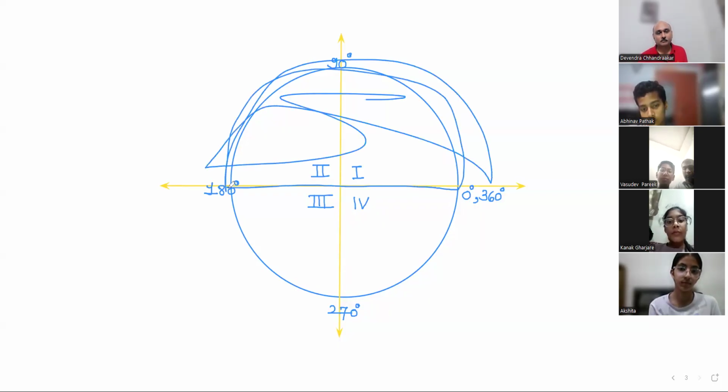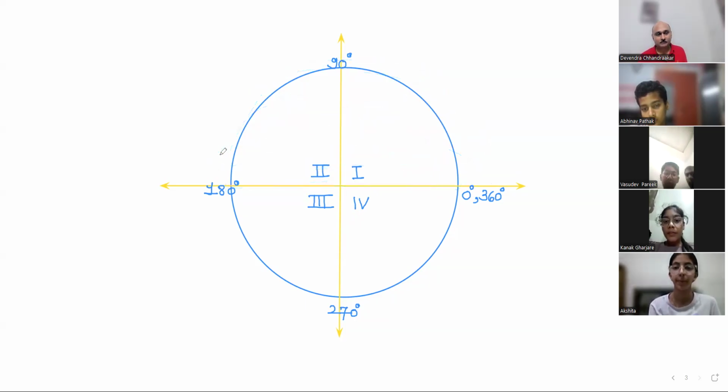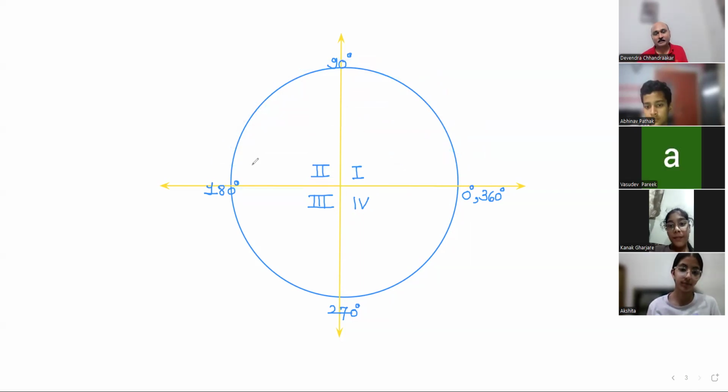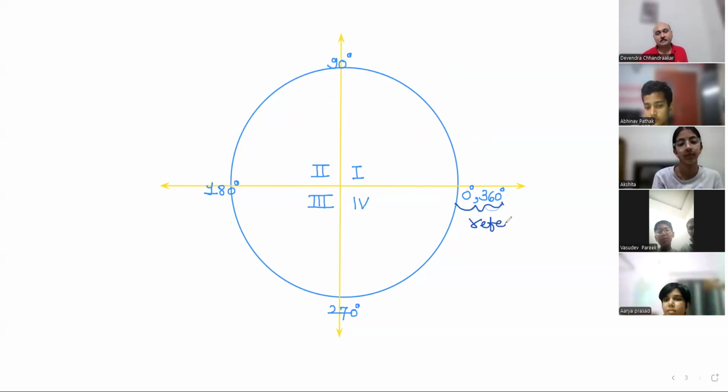Yes or no? This part, all of you are aware about or not? Say yes or no. Yes, sir. The same we made below as well, and completed the full circle. Okay. So these are the angles. Now these angles have a unique name. They are called reference angles.